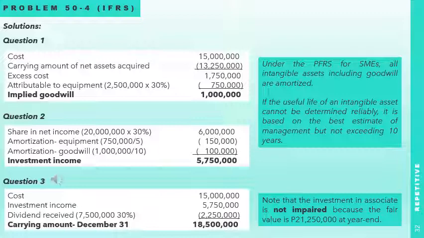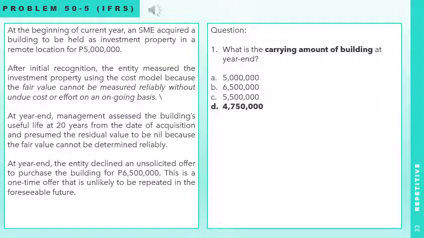Next po. Problem 50-5 is asking for the carrying amount of the building on December 31, 2019. At the beginning of the current year, an SME acquired a building to be held as investment property in a remote location for 5 million. After initial recognition, the entity measured the investment property using the cost model because the fair value cannot be measured reliably without undue cost or effort on an ongoing basis.